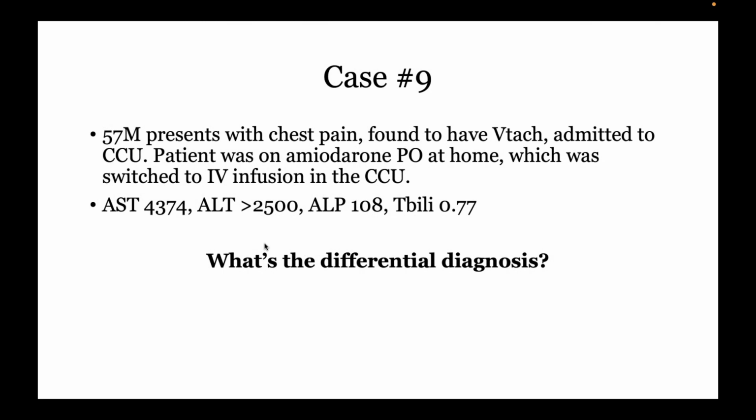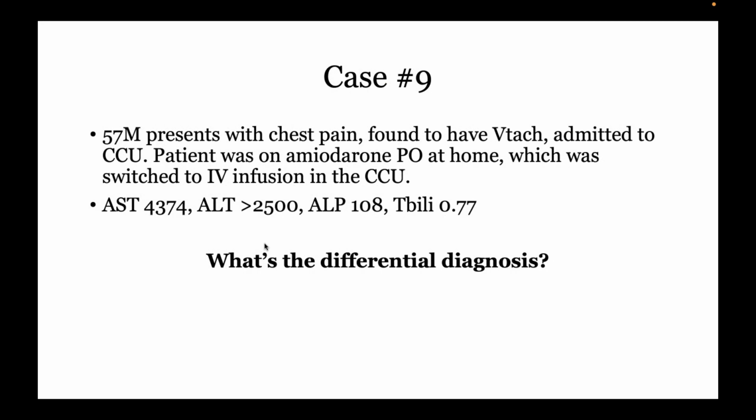So, a 57-year-old male presents with chest pain, found to have VTAC, and was admitted to the CCU. He was originally on amio PO at home, but during his course was switched to an IV infusion in the CCU. He now has the following liver enzymes: an AST of 4,000, an ALT above 2,500, an ALK phos of 108, and a TBILI of 0.77. So what is your differential diagnosis here?